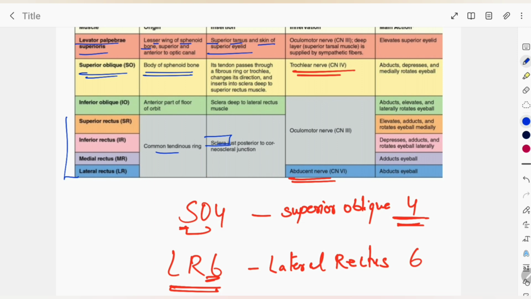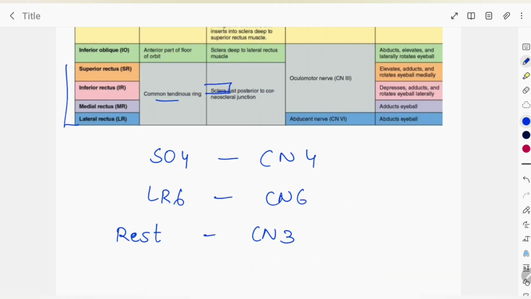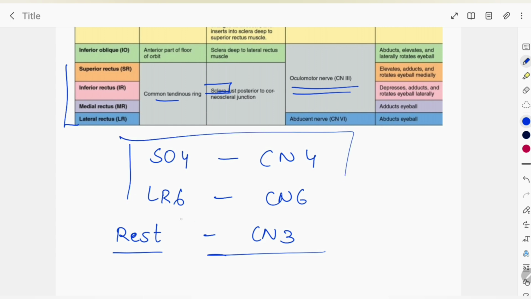Except these two, all the others are supplied by cranial nerve number 3. The rest of all the other muscles are supplied by cranial nerve 3, that is the oculomotor nerve. I hope it's clear, and the mnemonic to remember is SO4 LR6. These are the exceptions, otherwise all are supplied by the oculomotor nerve. So this was the nerve supply.